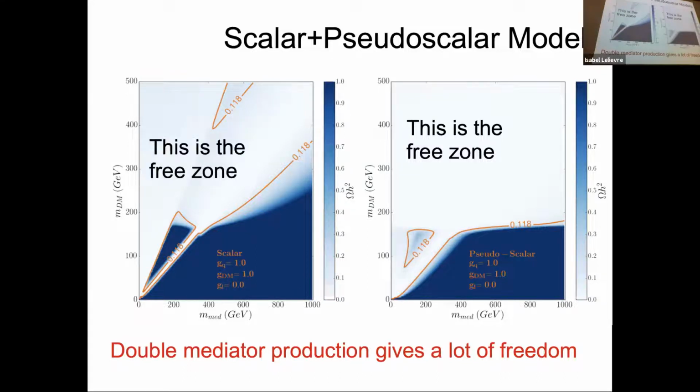I still don't quite get why that little top region is excluded though. So what happens here is that in that region, double mediator production starts to dominate. Double mediator production turns on here and it's allowed here, but here the cross-section for double mediator production is turning on, and the cross-section for single mediator production is turning off. And so you have an exclusion here. So the cross-section gets large.